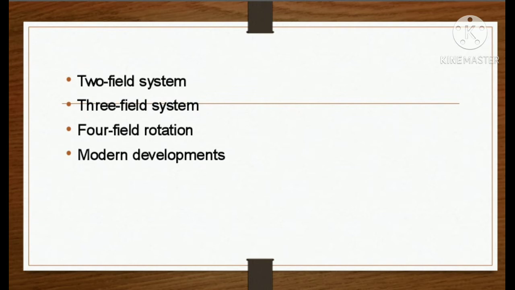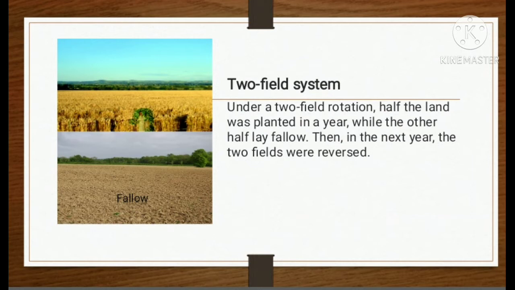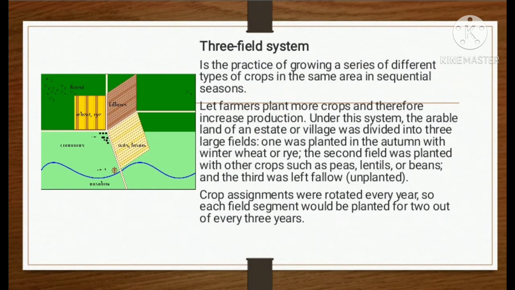Crop rotation can be a two-field system, three-field system, four-field rotation, or even modern. In a two-field system, half the land was planted in a year while the other half lay fallow or unplanted. Then, in the next year, the two fields were reversed. The three-field system is the practice of growing a series of different types of crops in the same area in sequential seasons. In the three-field system, farmers plant more crops and therefore increase production.